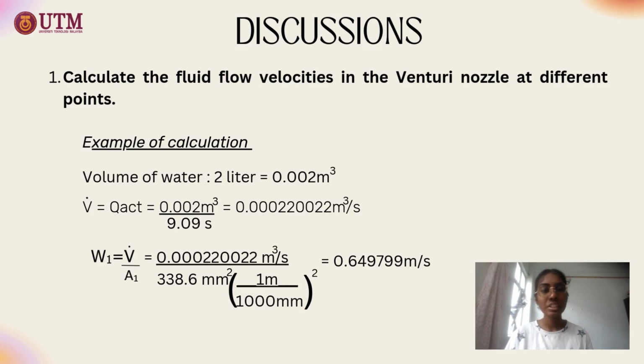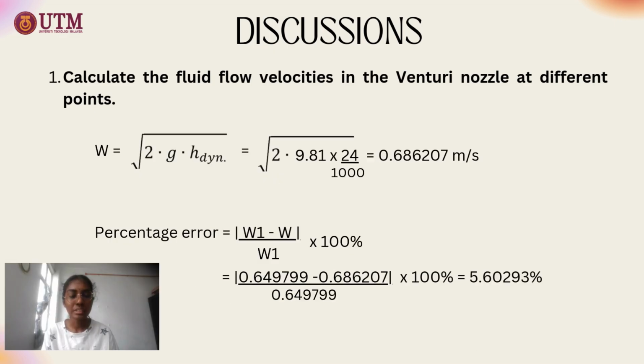First, we convert unit for volume of water to meter cube, then calculated the volumetric flow rate, which is volume of water divided by time, and finally by using the formula from theory part, we have calculated the theoretical velocity. Here I have shown the calculation for experimental velocity, which is by using the formula square root of 2 times gravitational acceleration times dynamic head.